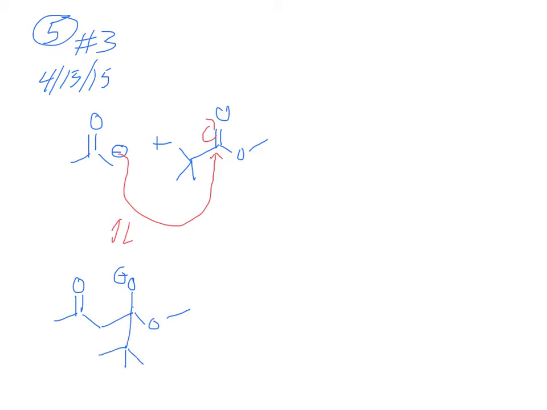I would, of course, number my carbons here if I were you. Just saying. I'm an old pro at this. So now what do we have? We have a tetrahedral intermediate, right? See the tetrahedral intermediate? What do we ask ourselves when we have a tetrahedral intermediate?